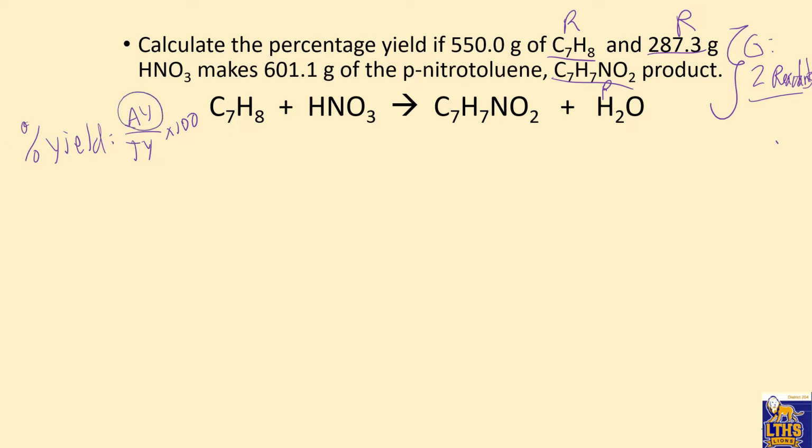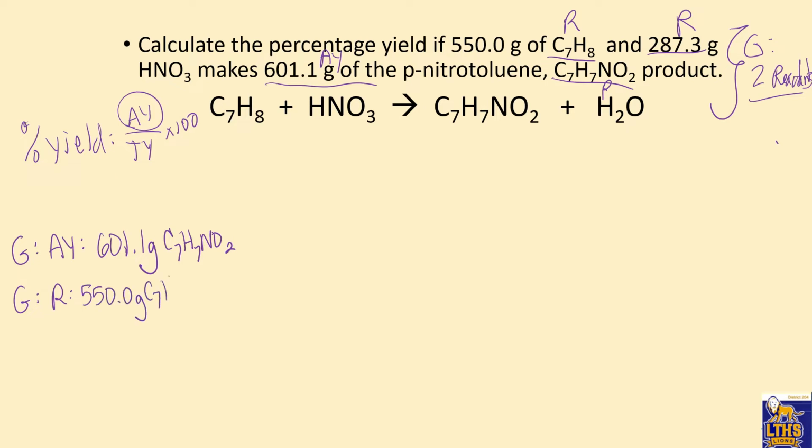How do we get an actual yield? It has to be given in the problem. So this is the actual yield, 601.1 grams of product. Also given are the reactants: 550 grams of C7H8 and 287.3 grams of HNO3.